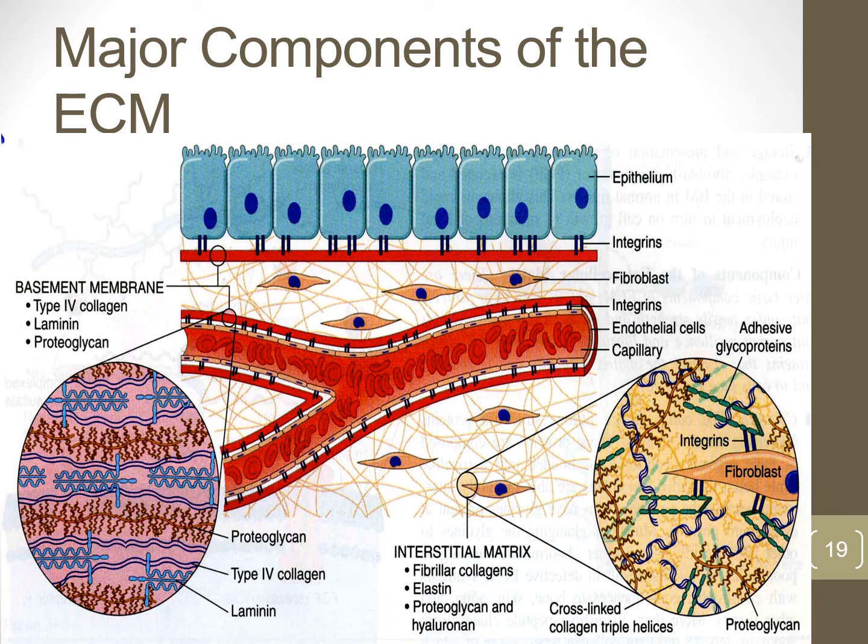Now, here are the proteins or the material that is present within the interstitial matrix. We have collagens, fibrillar and non-fibrillar, elastin, which is responsible for elasticity, proteoglycans, and hyaluronan, which are all major components of extracellular matrix.